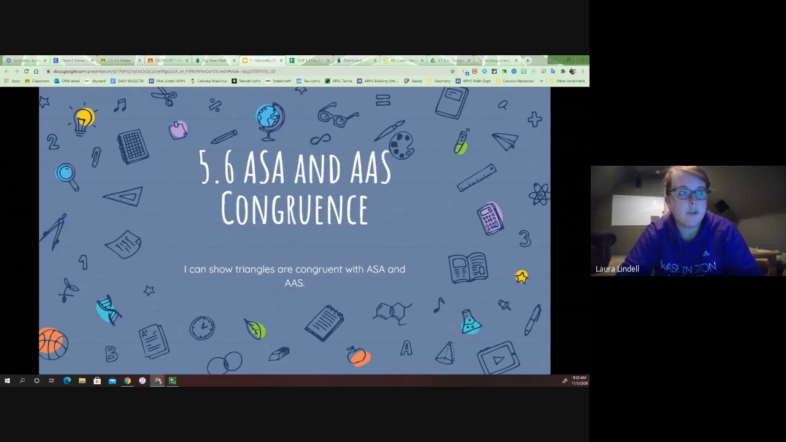All right, so 5.6, the last section, ASA and AAS congruence. So we've had SSS and SAS congruence so far, which stood for side, side, side, and side, angle, side. So today we're covering ASA and AAS, which will stand for angle, side, angle, and angle, angle, side. So this is basically what you do if you know two of the angles on your triangle that are congruent to each other. So here we go.